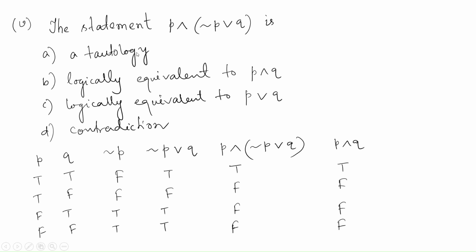The definition of tautology, we know that all the outcomes should be true. Definition of contradiction, we know that all the outcomes should be false. If we do the truth table for P and negation P or Q, we get 1 true and 3 of them as false. So it cannot be a tautology or contradiction. Now remaining B and C, if we look at P and Q, we see that 1 true and 3 false, which is similar to this. Therefore, option B is the correct answer.